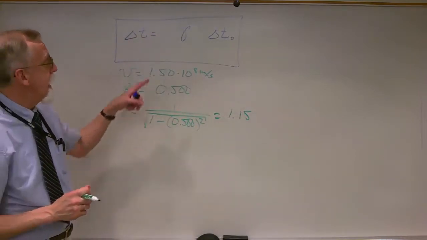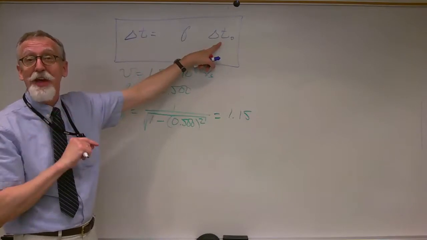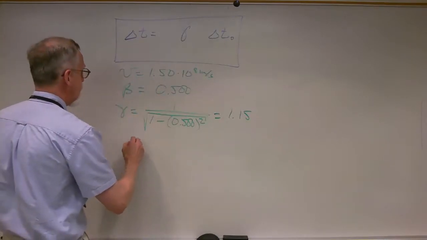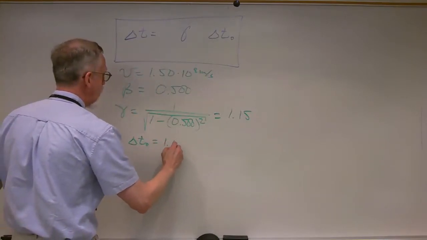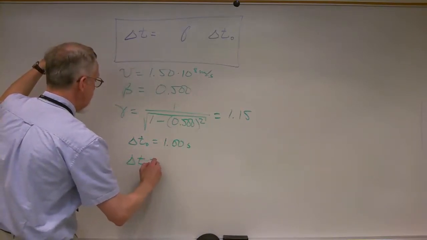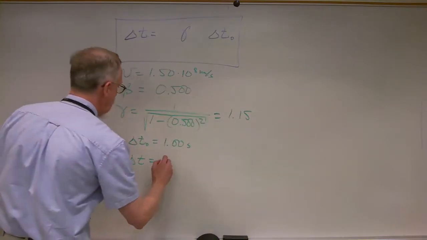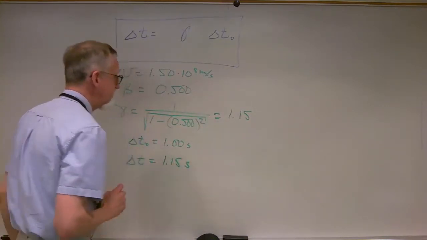Let's imagine that the astronaut's clock is ticking once every second. So let's say that delta t naught is 1 second. What this tells us is that delta t is 1.15 times 1 second, or 1.15 seconds.